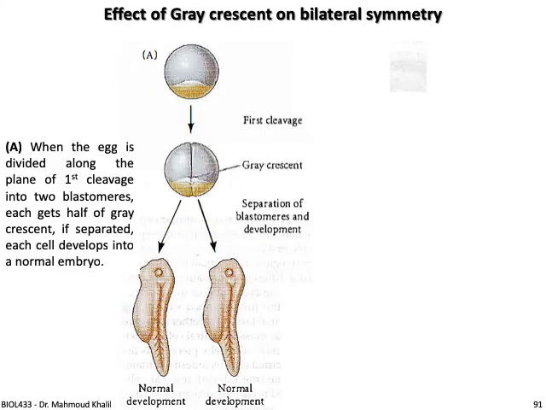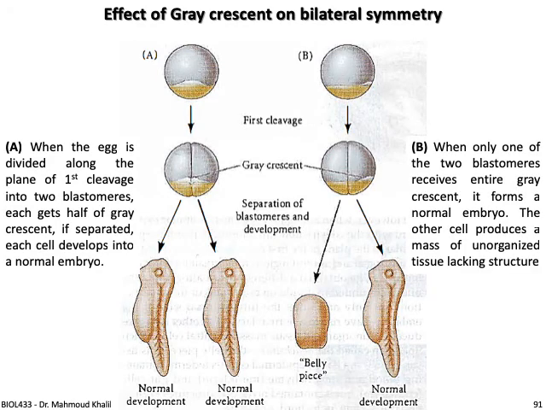Why is the gray crescent so important for bilateral symmetry? Experiments have shown that if we have an embryo and after the first cleavage the two blastomeres are separated from each other, it will give two normally developed embryos, meaning equal sized. That means that if the gray crescent were not important for bilateral symmetry, the two embryos that arise would not be the same.